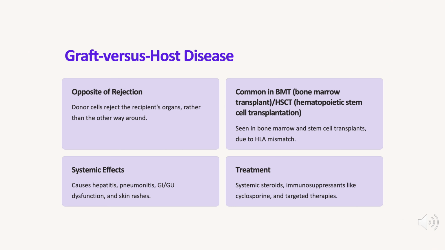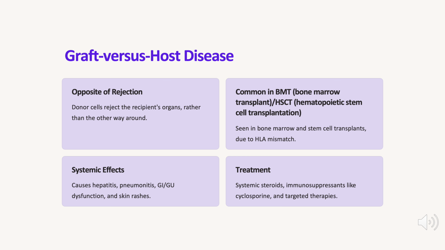Graft versus host disease presents the opposite scenario to rejection, where donor cells attack the recipient's organs instead of vice versa. Here's an overview. 1. Common in bone marrow transplant and hematopoietic stem cell transplantation. Graft versus host disease is frequently observed in bone marrow and hematopoietic stem cell transplants, particularly when there is a human leukocyte antigen, HLA, mismatch between the donor and recipient.